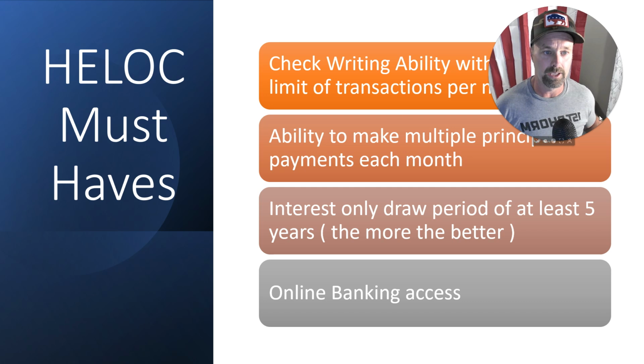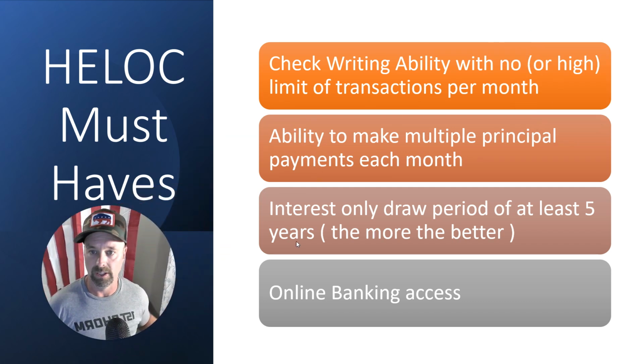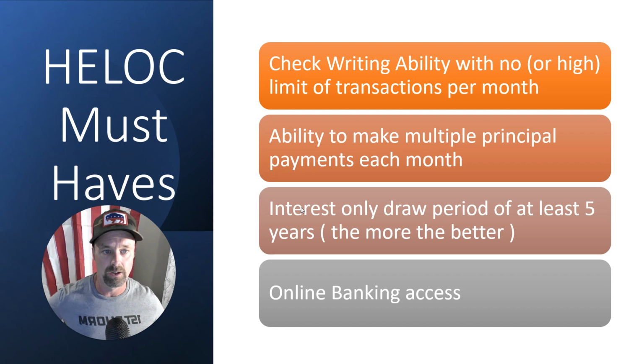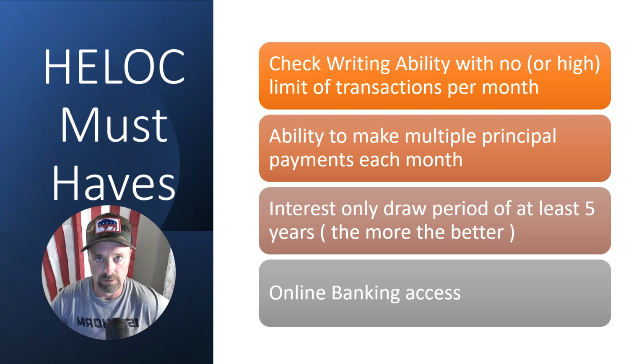So some of your HELOC must-haves here: you have to have check writing ability, or no or a high limit of transactions per month. So what we're doing, like I said, is we're going to take our income and put it in towards the HELOC balance. And as our expenses come out, we want to control ourselves with the credit cards and try to put everything onto a credit card that you possibly can, but at the end of the month, know that you have to pay that credit card off in full. We don't want to put any more expenses on a credit card if we're not paying it off in full.